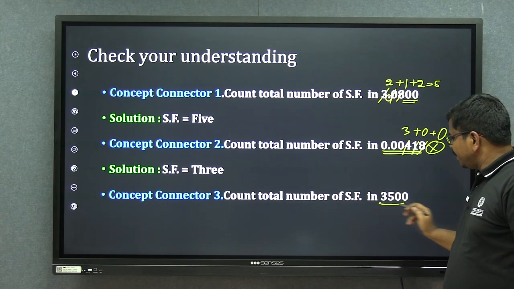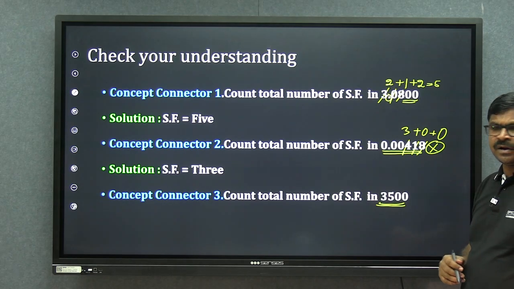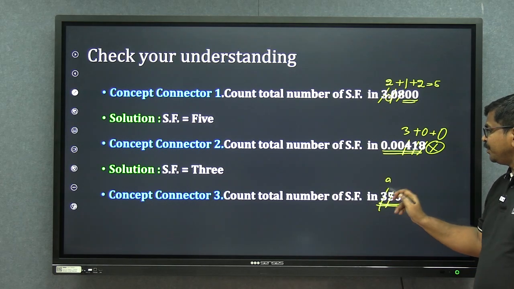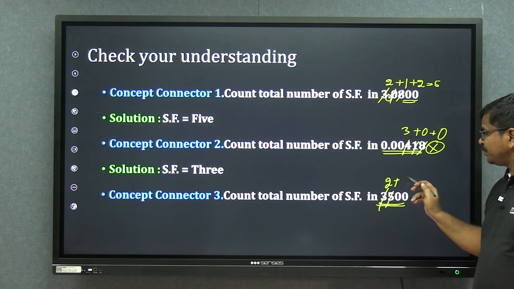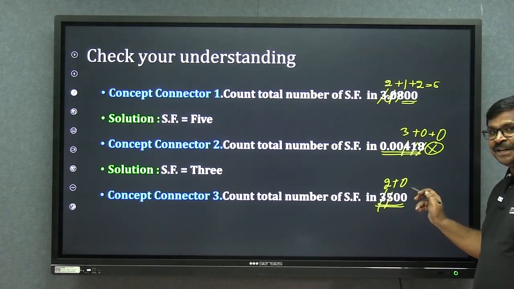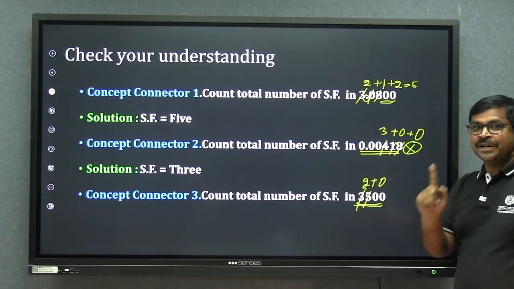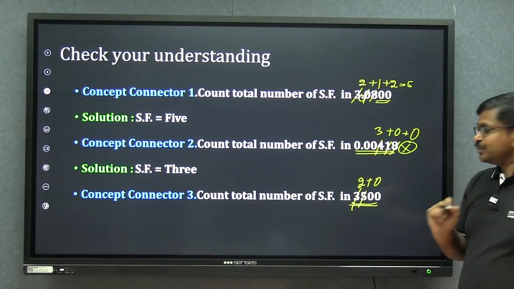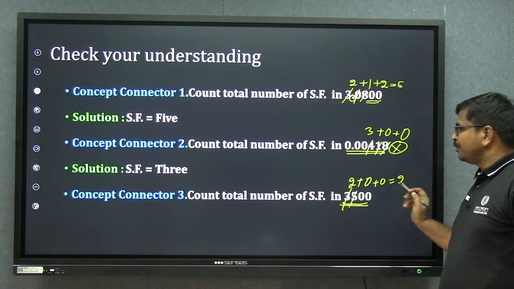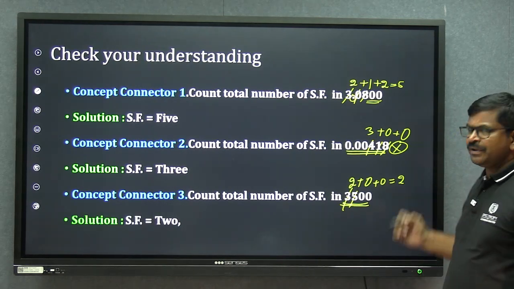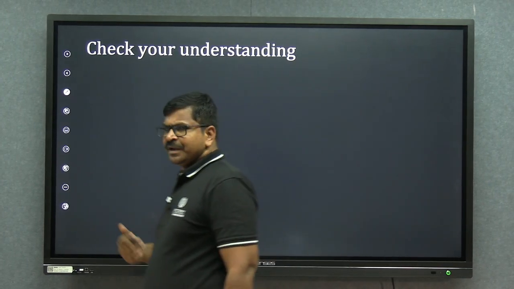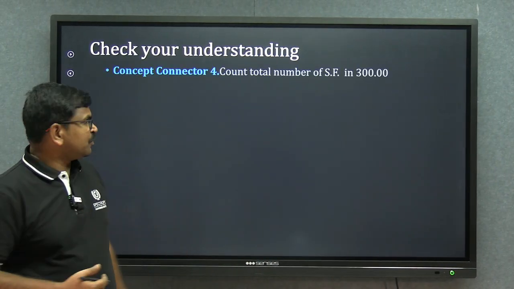3500. Is it a decimal number or not? Check it, it is not a decimal number. And how many non-zeros? Only 2. How many zeros between non-zeros? No zeros between non-zeros. And how many trailing zeros? Yes, there are trailing zeros, but it is not a decimal number, so we should not consider them. The answer is only 2. So this is the way to handle significant figures. Let me continue with a couple more questions like this.